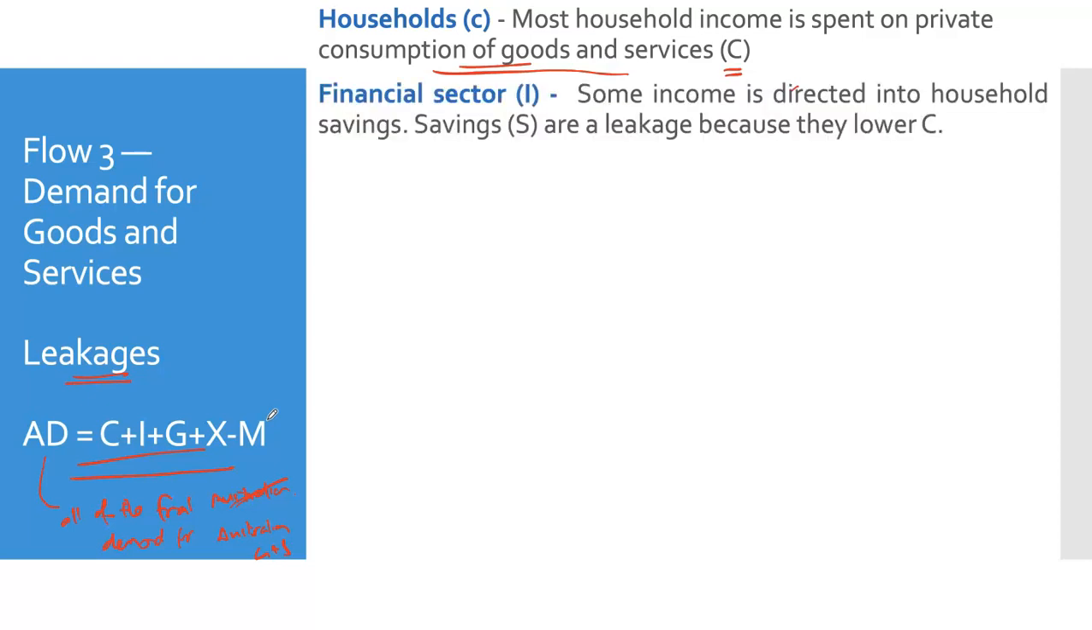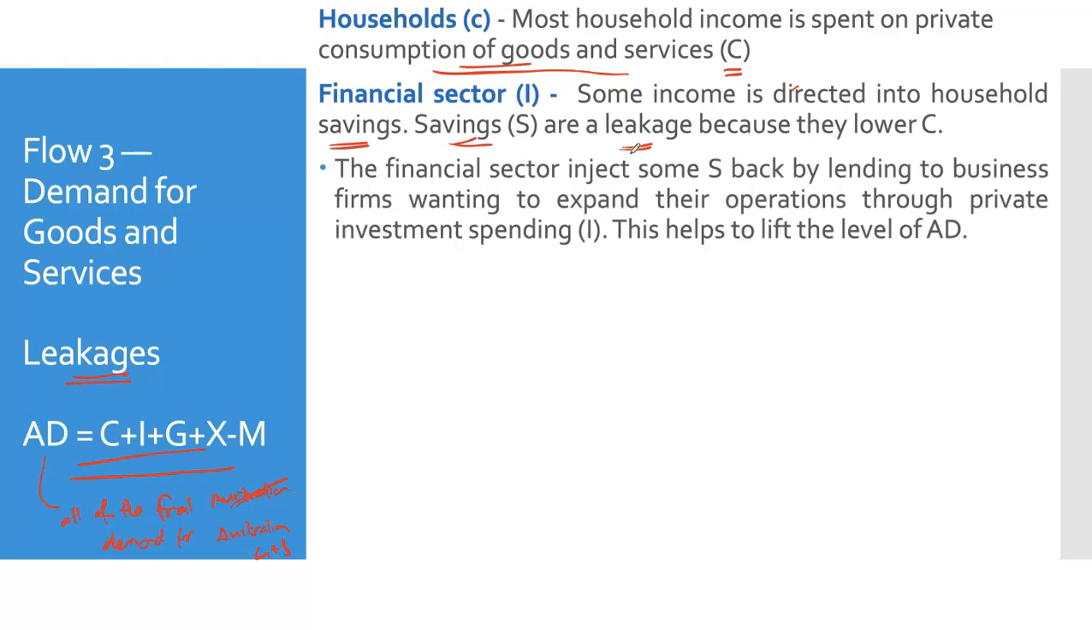The financial sector: some income is directed into household savings. These savings are leakages because they lower what is being consumed. But the financial sector injects back some of these savings, because the savings go to banks, and the banks then lend it to private firms wanting to expand their operations. And this is private investment spending. If businesses want to expand their operations, they're going to invest. This is going to lead to more demand for Australian goods or services because they expand by using Australian-made goods or services.